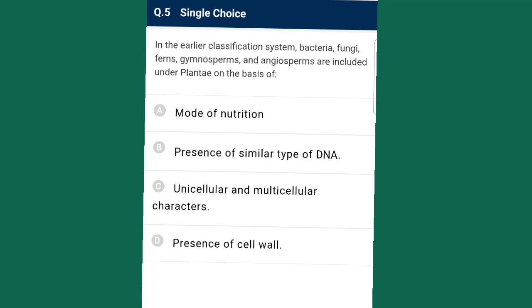Question number 5. In the earlier classification system, bacteria, fungi, ferns, gymnosperms and angiosperms are included under plantae on the basis of the earlier system of classification. Bacteria, fungi, ferns, gymnosperms and angiosperms are together placed under plantae due to the presence of cell wall. So the correct option is D.